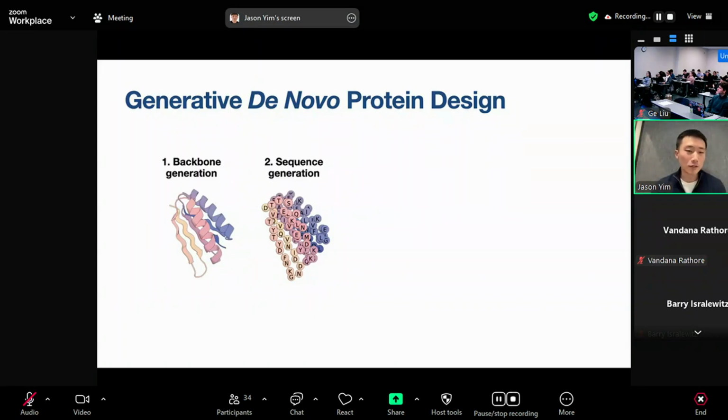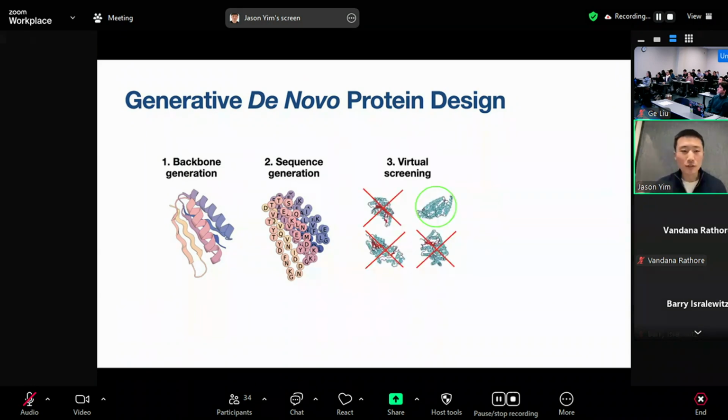And then once you generate the structure, you're going to generate the sequence that can fold into that structure, most likely. And then once you generate both the backbone and the sequence, you can do something called virtual screening, where you'll generate a lot of proteins and you'll pick out which ones are good and which ones are bad. And then once you pick out the ones that are good, you're going to run them into the wet lab and actually experimentally validate them.